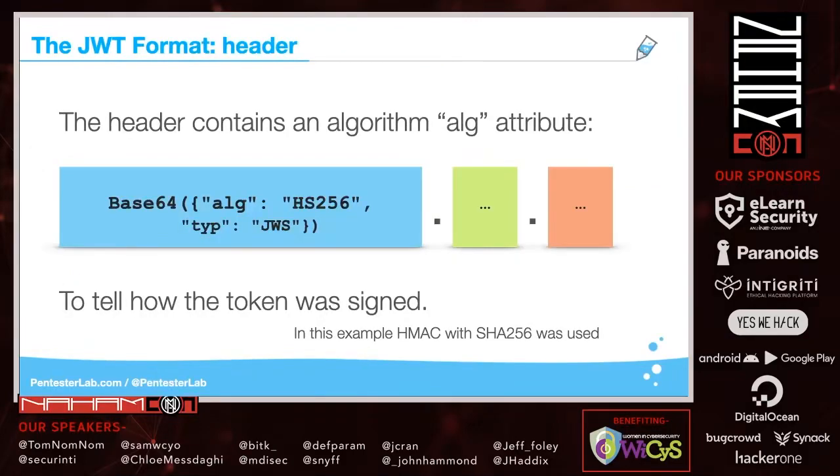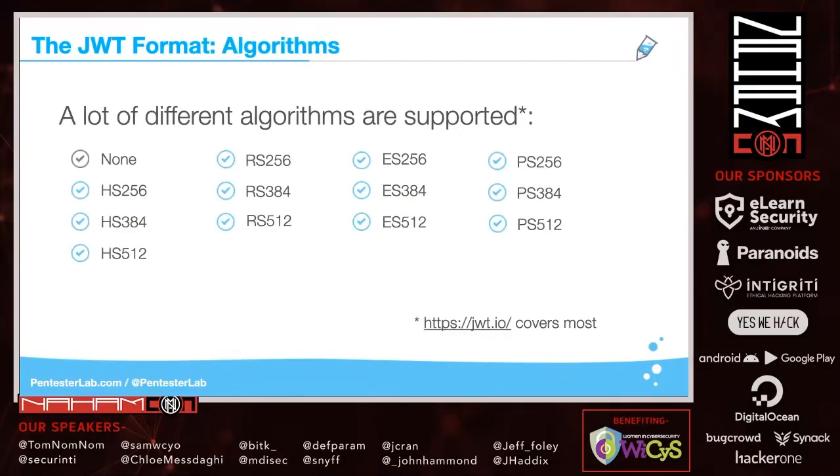The header contains an algorithm attribute. Here it's saying like, oh, this token is signed using HMAC 256. And this is to tell people receiving the token how it was signed. A lot of different algorithms are supported. None, HS256, HS384, the RSA family, elliptic curve, PS, which is just RSA with a different padding.